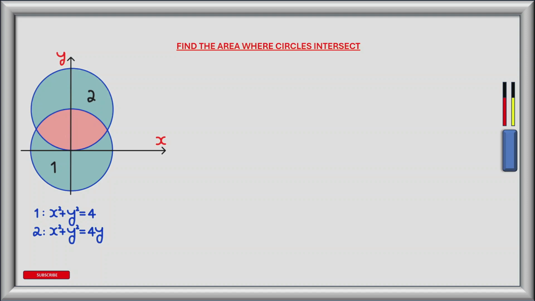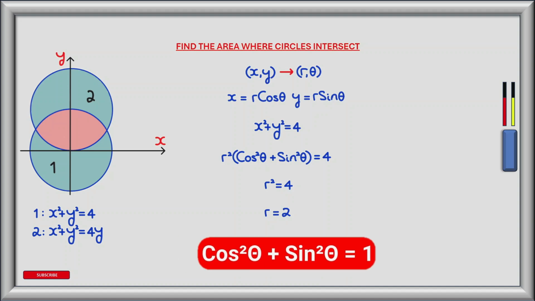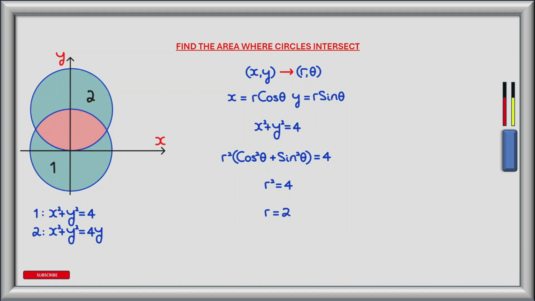The first step in finding the area is to convert the equations of each circle from Cartesian coordinates to polar coordinates. To do this, we'll substitute r cos θ for x and r sin θ for y. For circle 1, we have the equation x squared plus y squared equals 4. Making the substitution for x and y, we have r squared into the bracket of cos squared theta plus sin squared theta equals 4. Using the trig identity where cos squared theta plus sin squared theta is equal to 1, we have r squared is equal to 4. And taking the positive square root of each side, we have r equals 2.